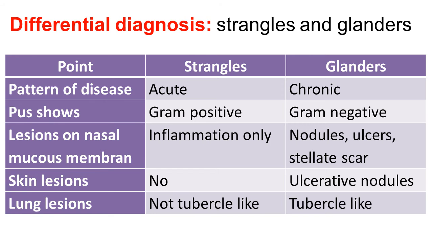Here we talk about differential diagnosis of Strangles and Glanders, because both diseases produce nearly similar symptoms with differences here and there. So we have three columns: first column point, second column signs of Strangles, the third column characteristics of Glanders. In the pattern of disease, Strangles manifests an acute pattern while Glanders manifests a chronic pattern. Examination of pus shows gram-positive organism in Strangles and gram-negative organism in Glanders.